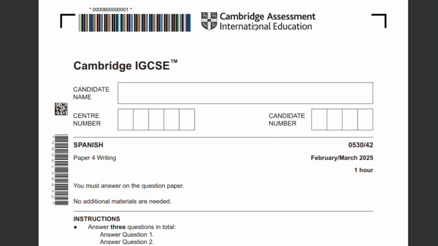As you know, here we deal in IGCSE Spanish 0530 as the syllabus code. And on today's episode, we are going to be tackling the February-March 2025 paper 4-2, which is a writing paper.